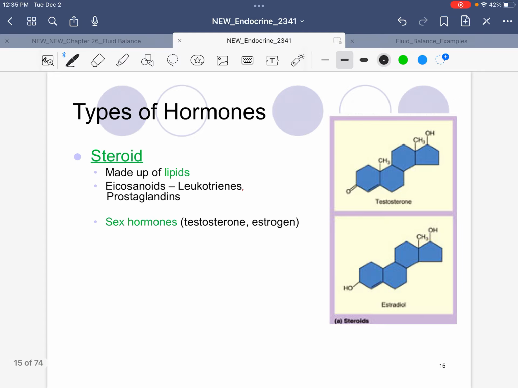And then lastly, we have our steroid hormones. These are made up of lipids or fats, and these are our sex hormones.